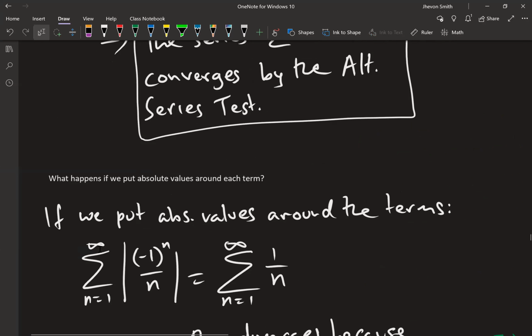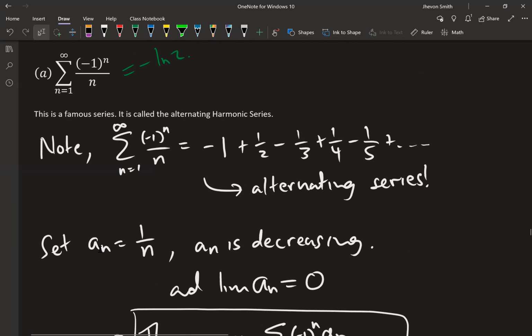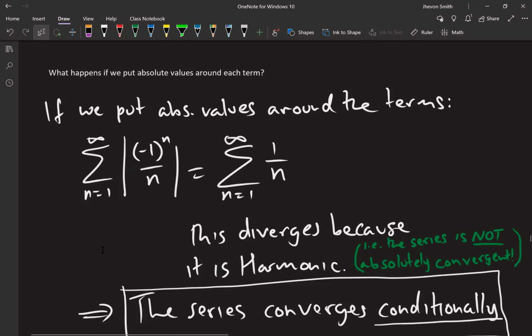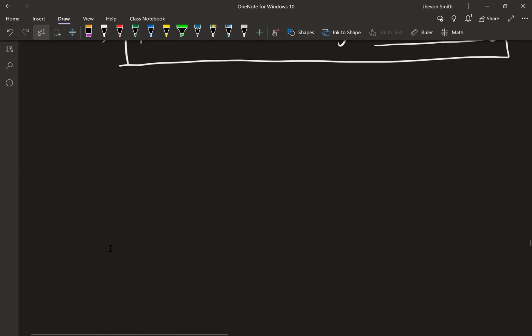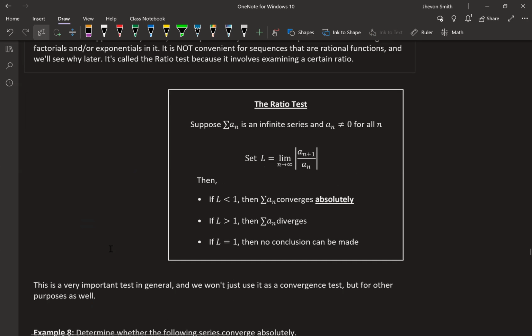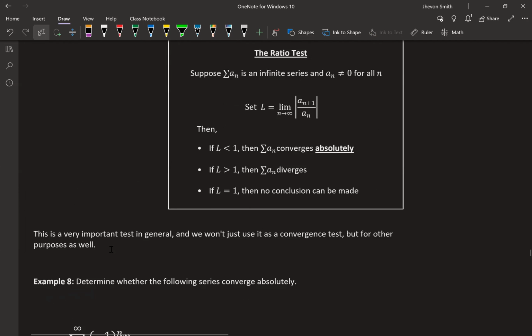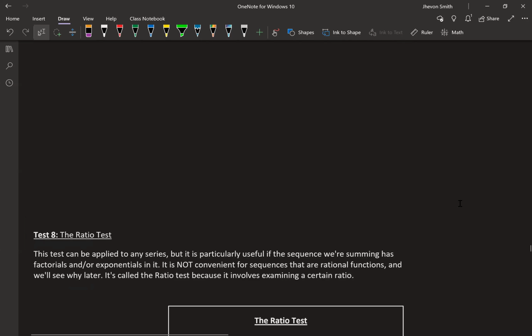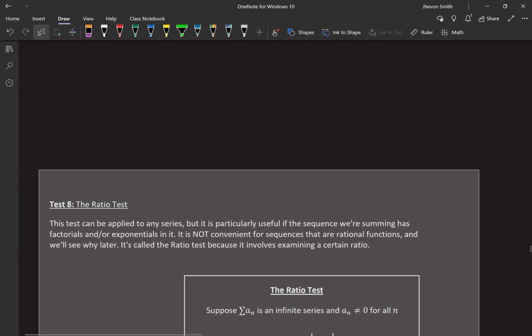And so that's that. So you see signs alternating, check if the terms are decreasing in magnitude, check if the limit goes to 0, and that is in and of itself a test called the alternating series test.